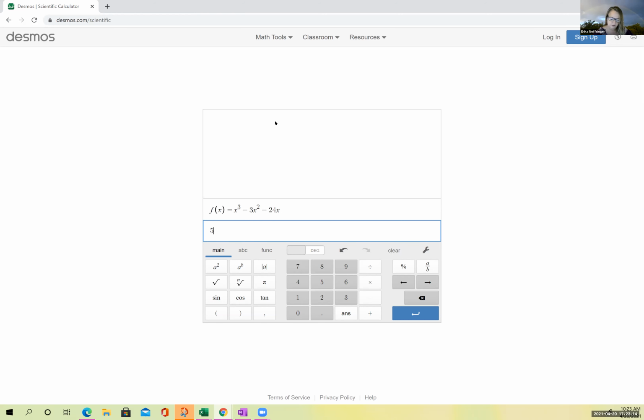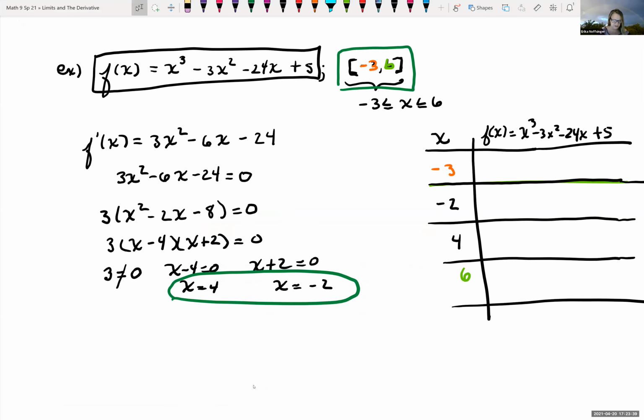Oops. Let me go back up there, plus 5. We wanted to evaluate at our endpoints and our critical numbers. So -3 was one of our endpoints. If we plug in -3 wherever we see an x, we get back 23. So f of -3 is 23. So let's just write that in.